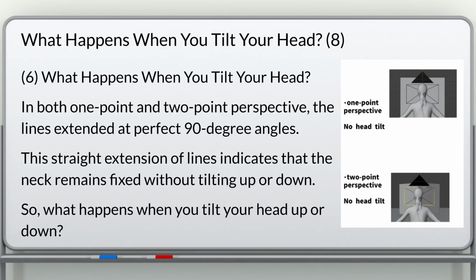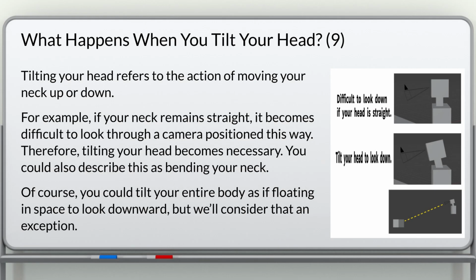I will explain what happens when you tilt your head. In both one-point and two-point perspective, the lines extended at perfect 90-degree angles. This straight extension of lines indicates that the neck remains fixed without tilting up or down. So, what happens when you tilt your head up or down? Tilting your head refers to the action of moving your neck up or down. For example, if your neck remains straight, it becomes difficult to look through a camera positioned this way. Therefore, tilting your head becomes necessary. You could also describe this as bending your neck.